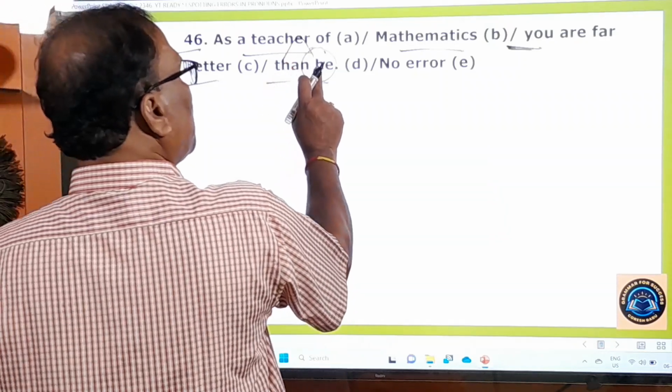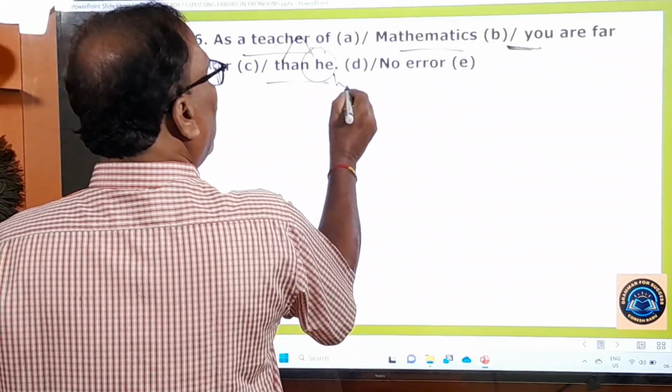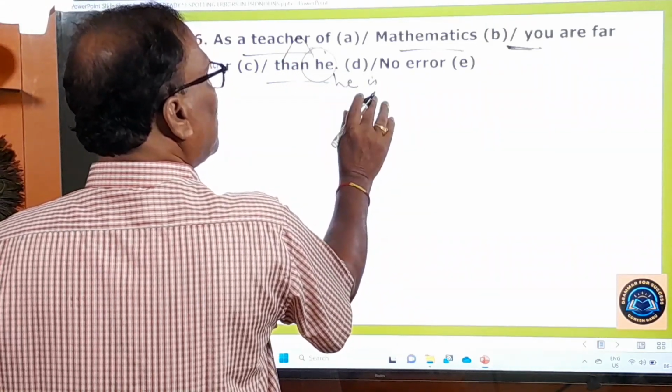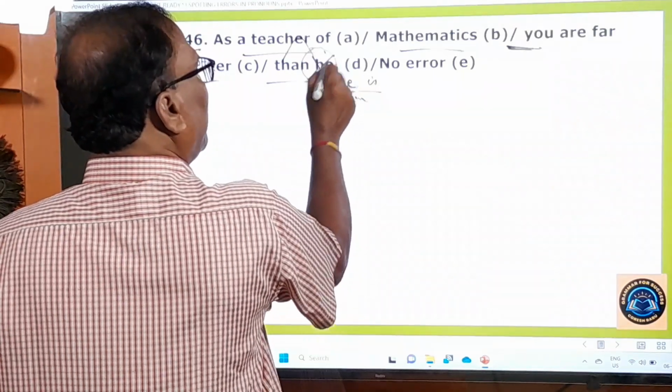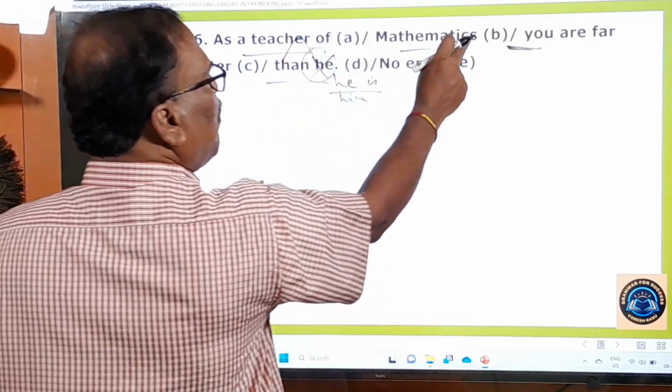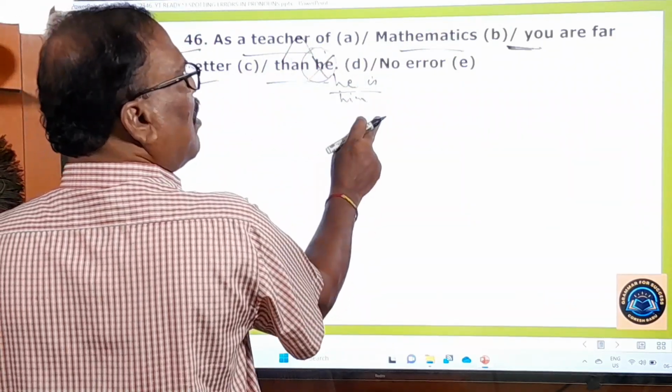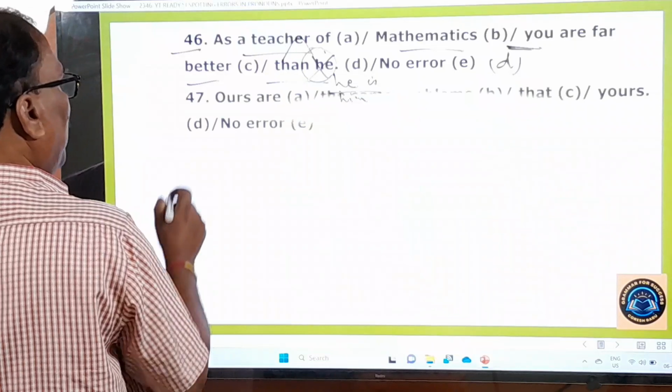He is the subjective case pronoun. This should not be used. You should say, what is that? He is also, you can say, or just him also you can say. Either this or this you should use, but not he. So A part is okay, B part is okay, C part is okay, but D part is not okay. So that is your answer. And you go to the 47th one.